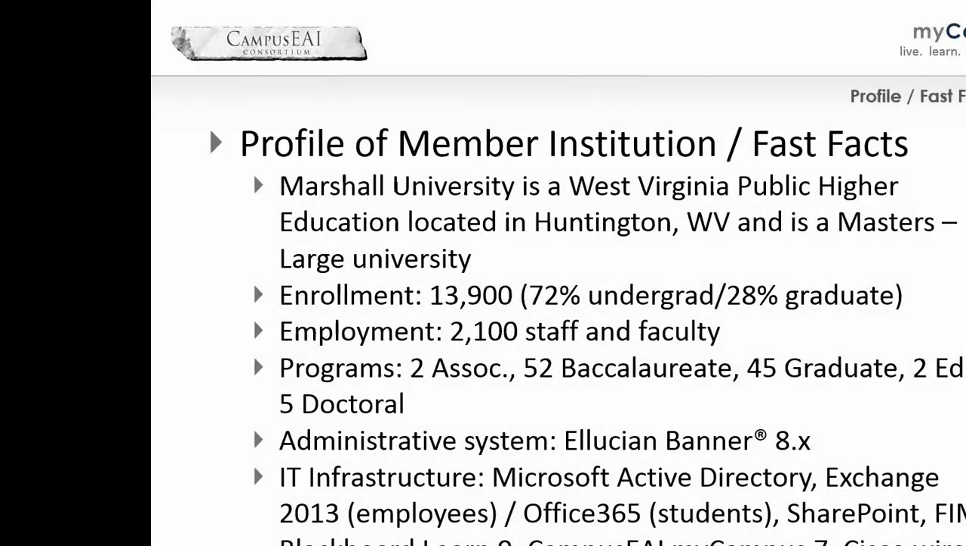Just a little bit about Marshall University for those folks that are not familiar with us. We are a West Virginia public institution in Huntington, West Virginia in the United States. We're a master's large university with a little over 13,000 students, a mixture of undergraduate and graduate, a little over 2,100 staff and faculty, and quite a number of degree programs.